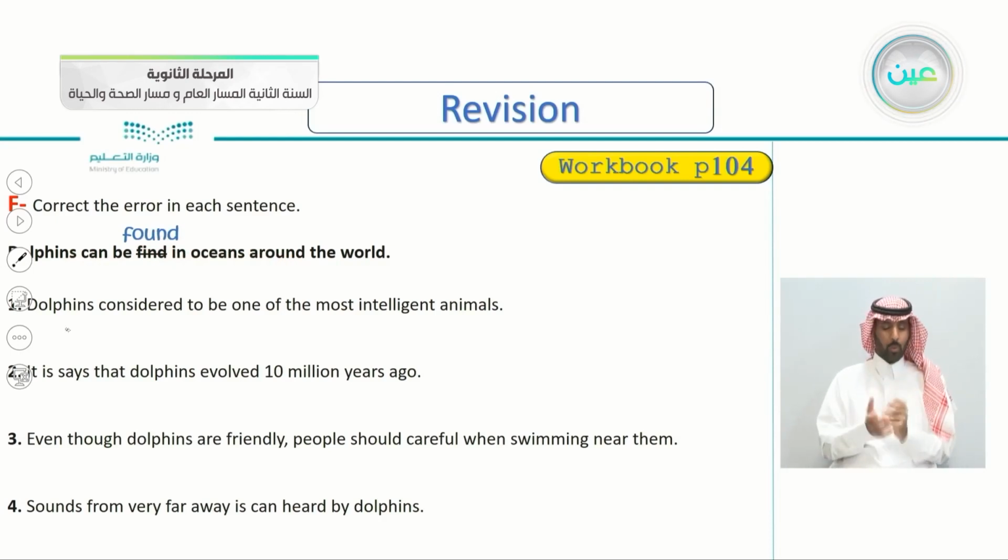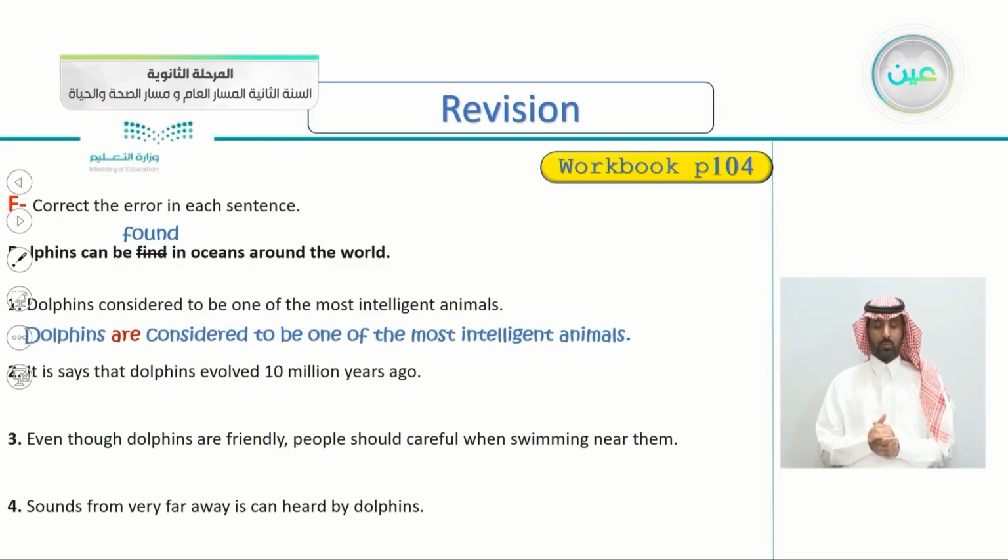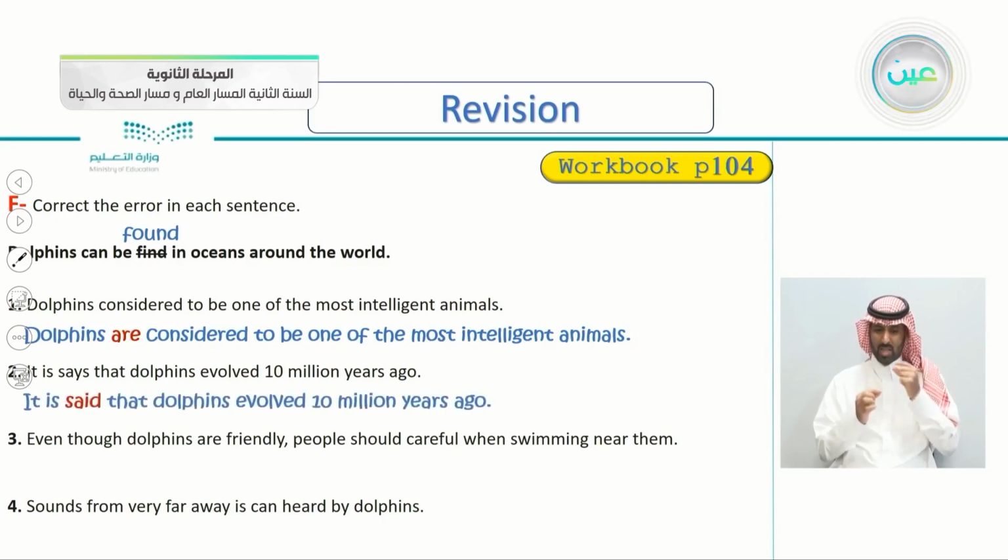So number 1, dolphins considered to be one of the most intelligent animals. Did you find the mistake? Very good. Dolphins are considered to be one of the most intelligent animals. What about number 2? It is says that dolphins evolved 10 million years ago. So I think this one is very obvious. Yes, very good. It is said that dolphins evolved 10 million years ago. It is said, not says.